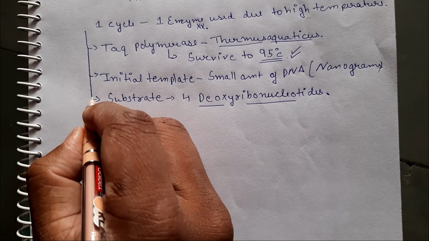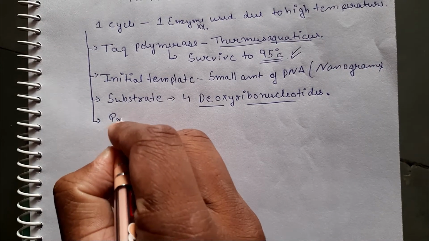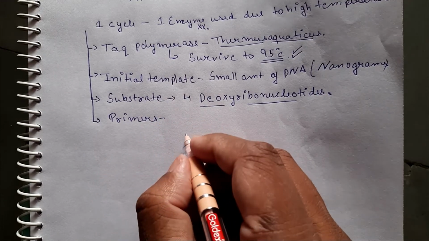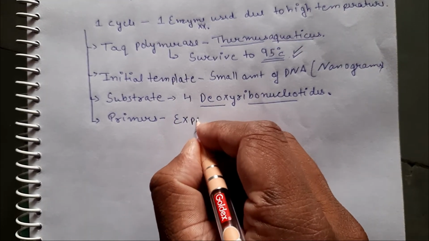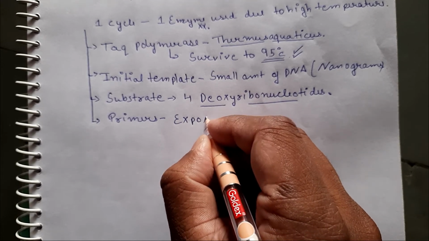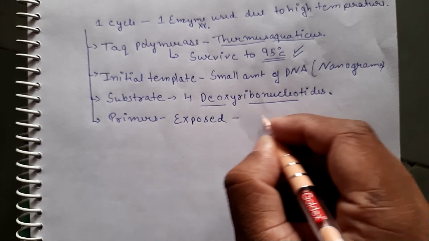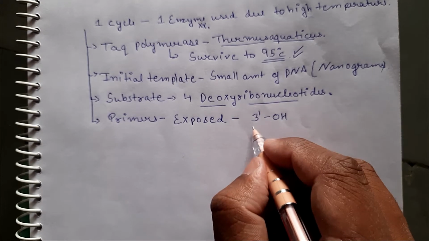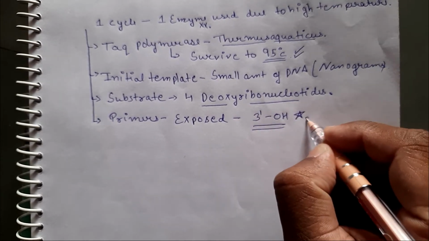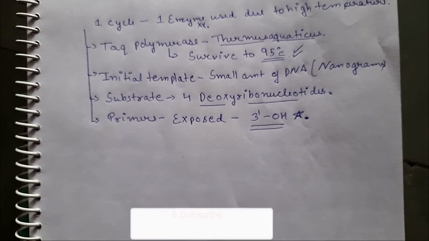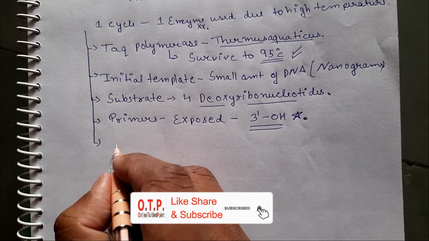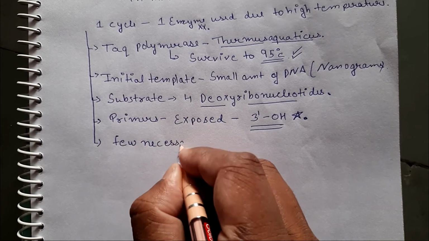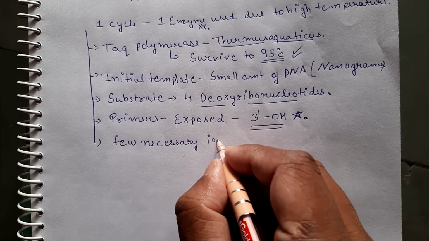The fourth component of the polymerase chain reaction is the primers, which are an important component of PCR. Primers are synthesized oligonucleotides which bind to their complementary DNA. Without primers, PCR is not possible, because Taq polymerase has the ability to polymerize DNA but not the ability to start the replication. That's why primers are required for the initiation of replication, and that's why they are an important component. The fifth component is a few necessary ions and salts.